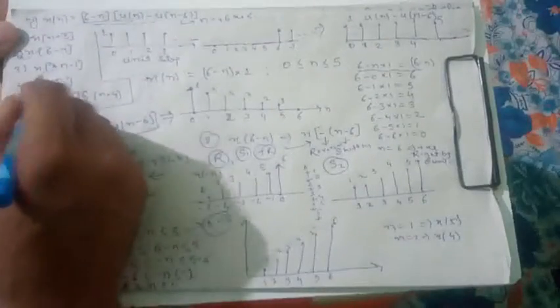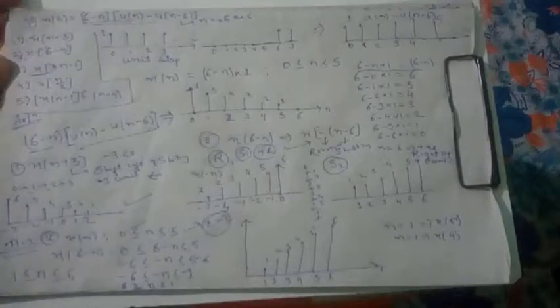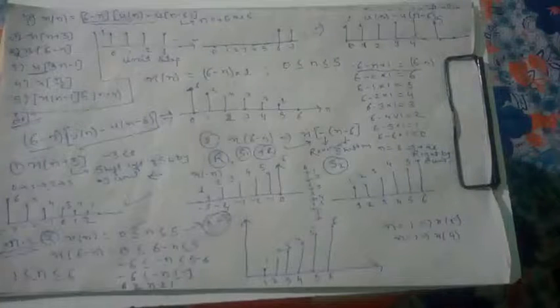Okay, now let's see some other example. So this question is over. Now we will do this question, x of 3n minus 1. That means now the question is this one, this is over. Now we will do this question, 3n minus 1. You solve this question.